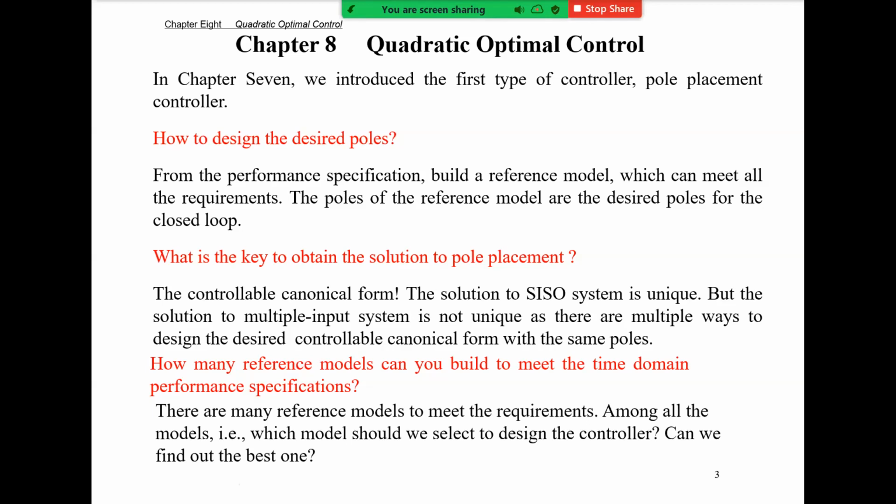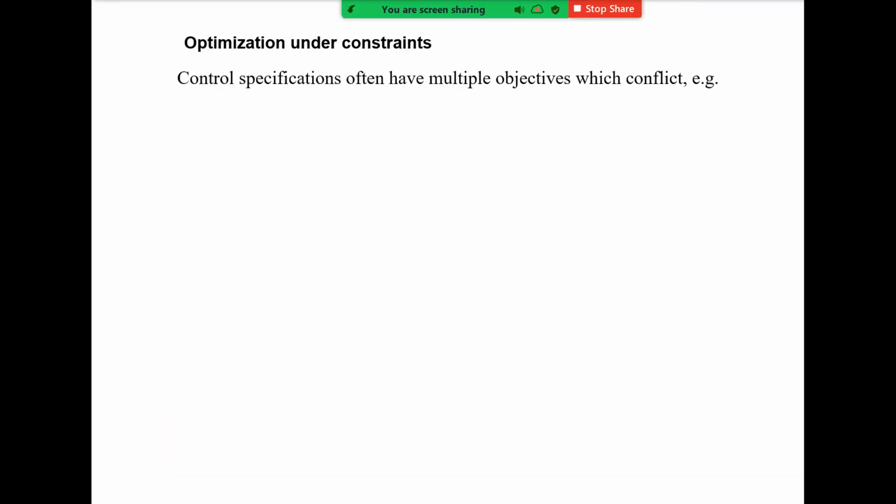Then you may wonder, among all the models, how do we find out the best one? That may not be easy. It will depend upon the criterion for best. When we talk about the best, it is a problem of optimization. We want to find out the best.